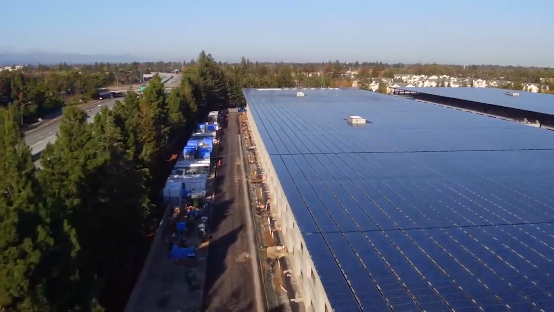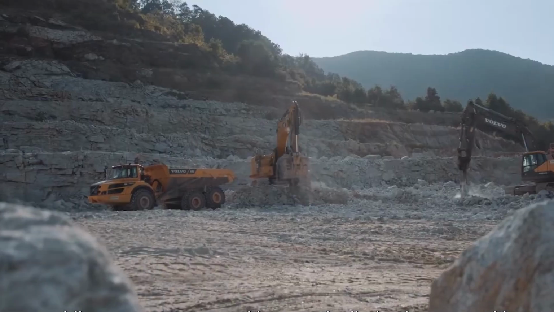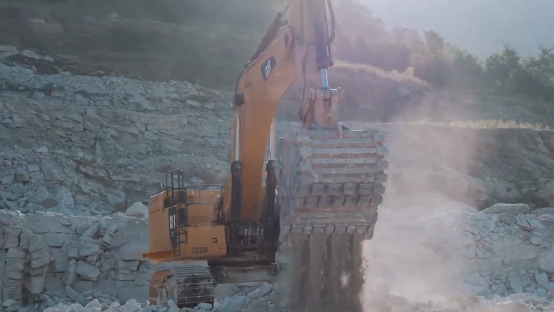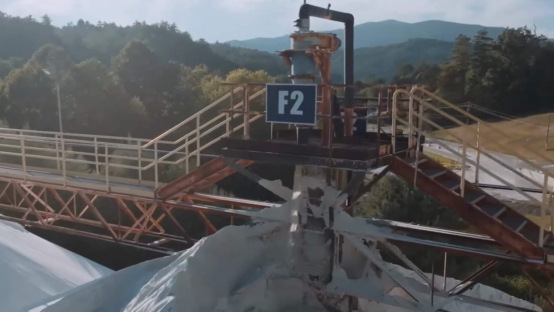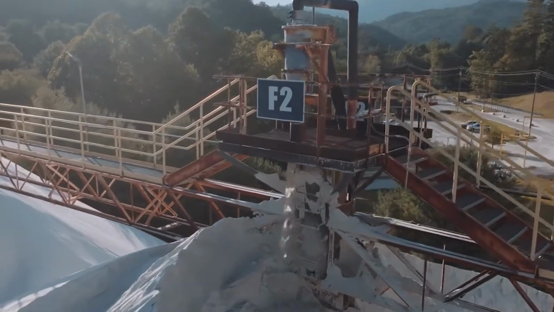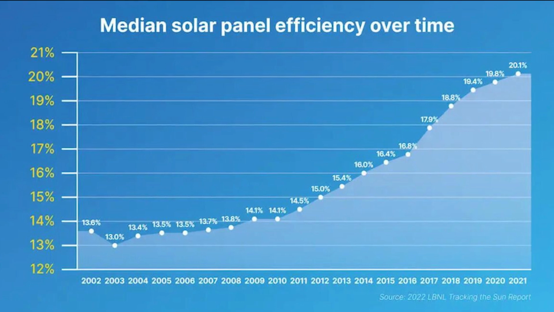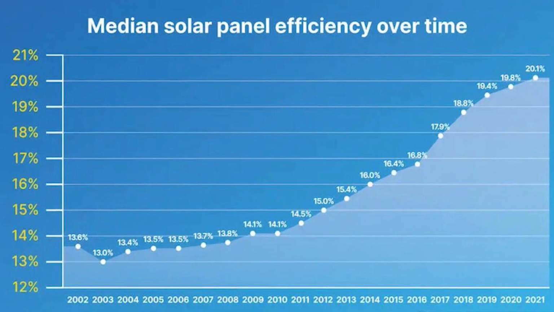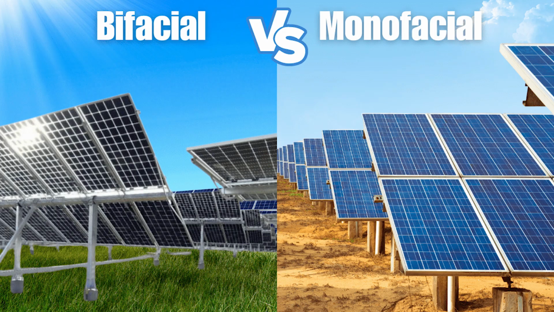Although sand is plentiful around the world, the specific quartz-rich sand required for solar panel manufacturing is limited. As a result, optimizing the use of these resources is crucial for the sustainable growth of the solar energy sector. Since the 1950s, the efficiency of solar panels, defined by their ability to convert sunlight into electricity, has risen from 5% to over 20% today.